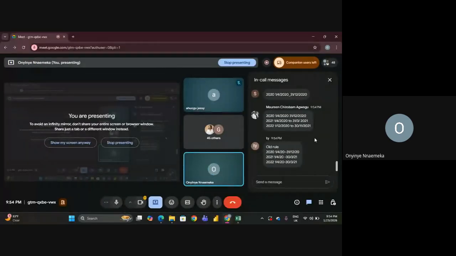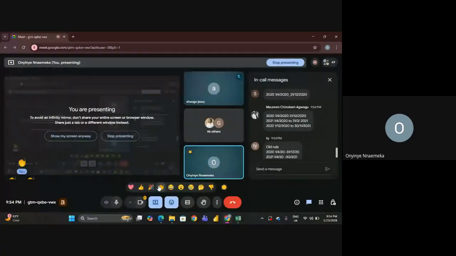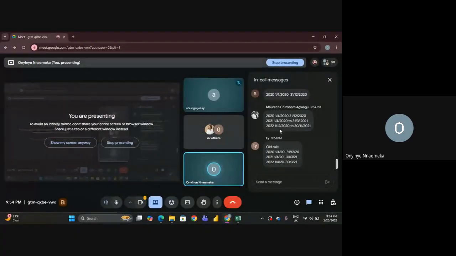Perfect. The clap is for Marin Chisobam Aguagu. I hope I called it right. You got it right. Date of commencement to the end of the year. Date of commencement to 12 calendar months. Then preceding year basis. Marin got it right.